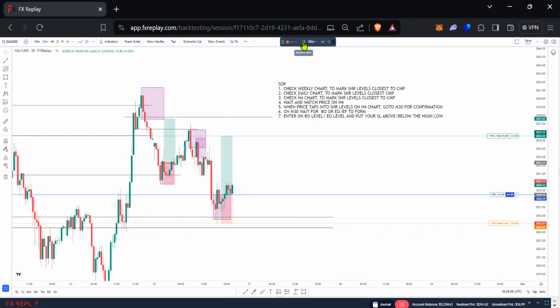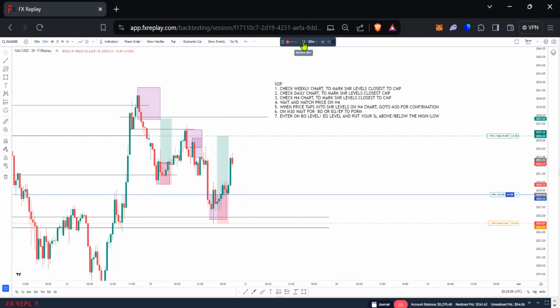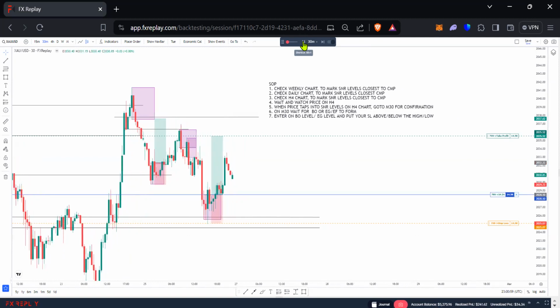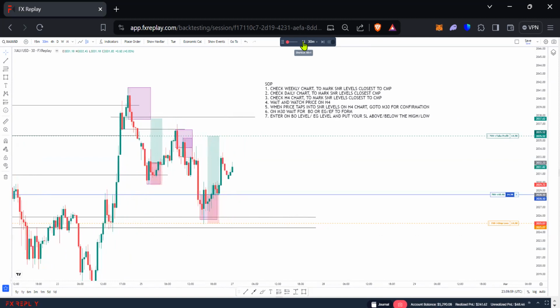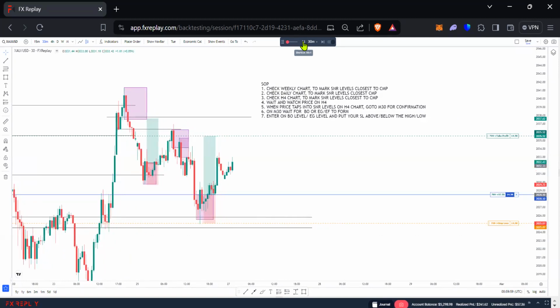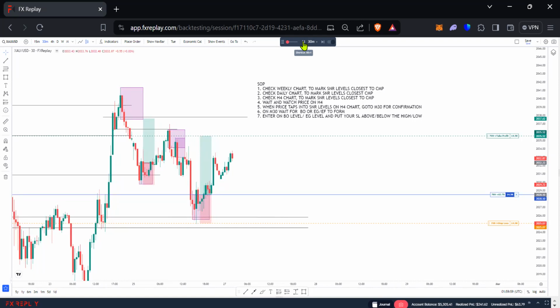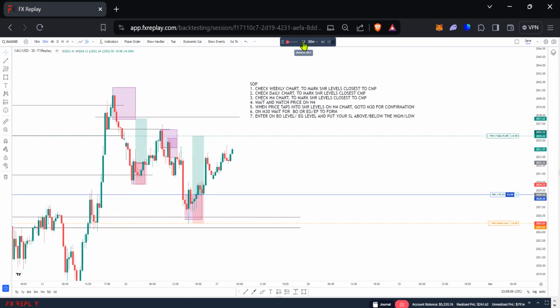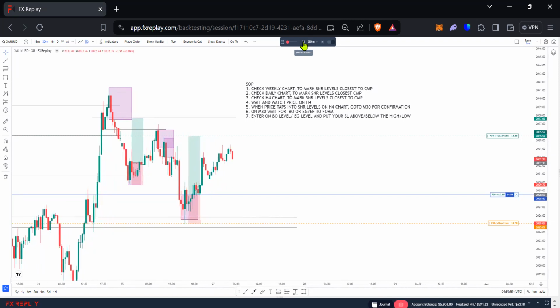Okay, let's see what happens. Oh, price is reversing. Price is reversing. Okay, let's see. TP yet? Not TP yet. Okay, let's wait for TP.